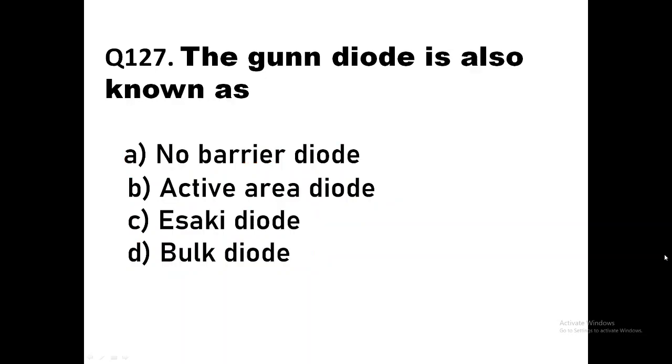Then we'll go to the next question. The Gunn diode is also known as, so out of these options, option A is no barrier diode, option B is active area diode, option C is Esaki diode, and option D is bulk diode. If you see the structure of a Gunn diode, it has a heavily doped N type region, and below that a lightly doped N type region. That lightly doped N type region is called the active region. So this can be called an active area diode. So here the option will be B. The Gunn diode is also known as active area diode.